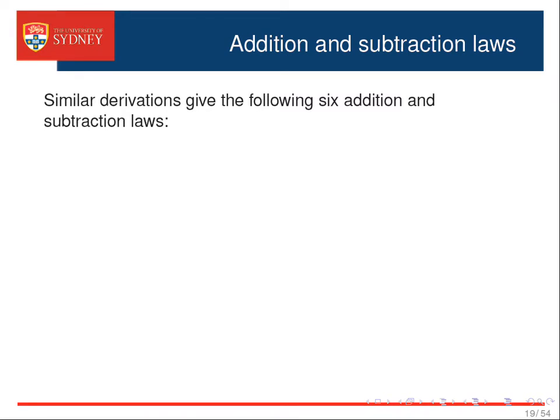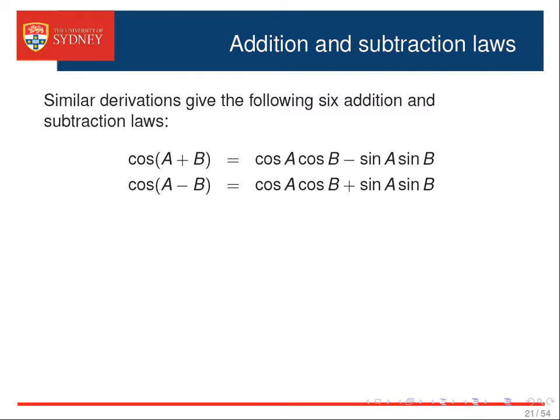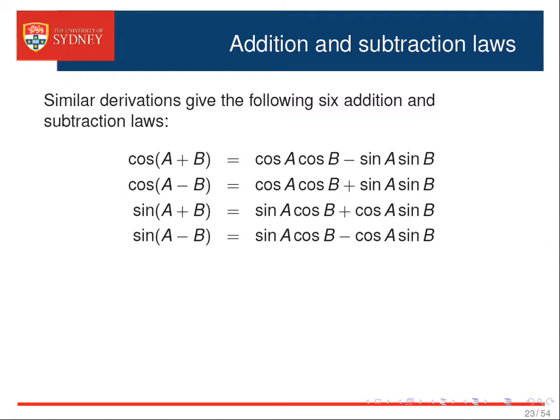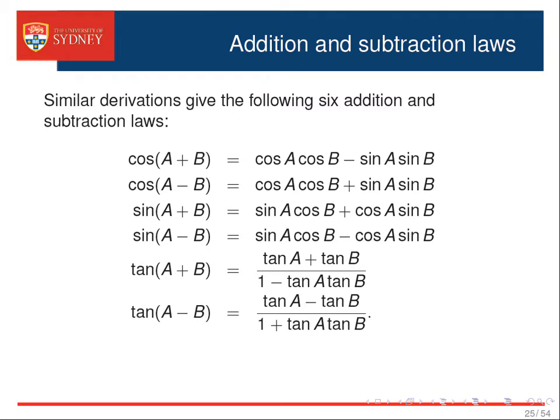We can obtain other laws for sine and cosine, as well as tan, using similar arguments. Cos(A plus B) is cos A cos B minus sin A sin B. Cos(A minus B), as we just saw, is cos A cos B plus sin A sin B. Sine of (A plus B) is sin A cos B plus cos A sin B. Sine of (A minus B) is sin A cos B minus cos A sin B. And there are 2 formulas for the tan function as well.